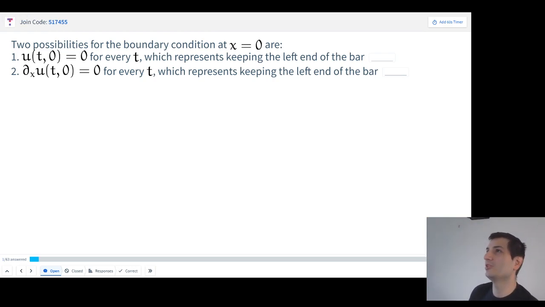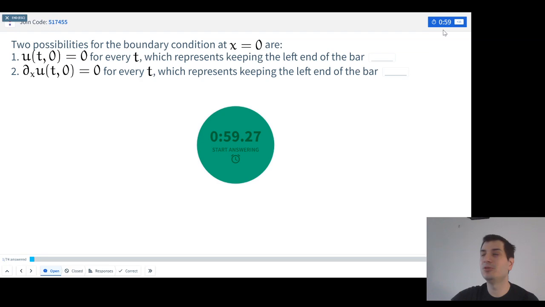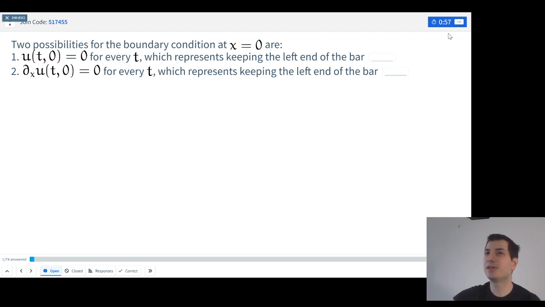So there are two possibilities for the boundary condition at x equals 0, and I made two blanks there, so hopefully you can fill in two different blanks on Top Hat and tell me what these mean in real life. You're translating from math to real life. I'll give you a minute or two to work on that. Maybe I'll start a timer here. You should have seen these vaguely in the video before class.